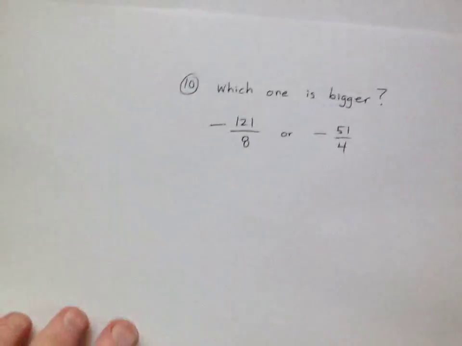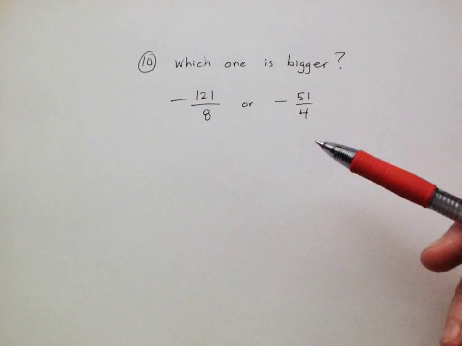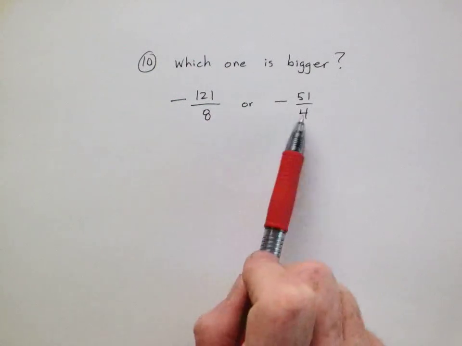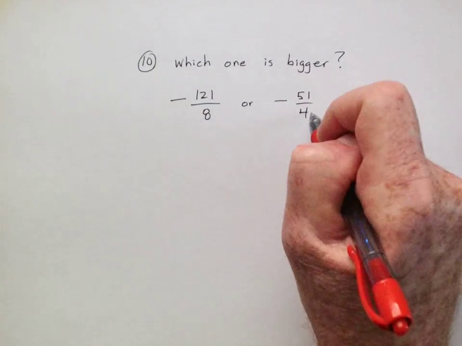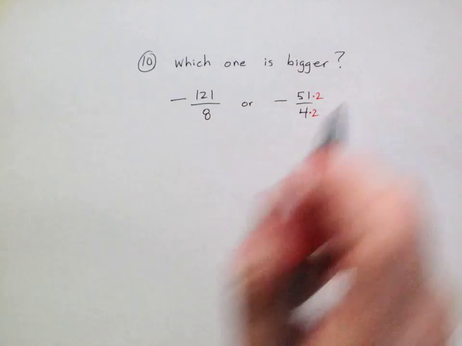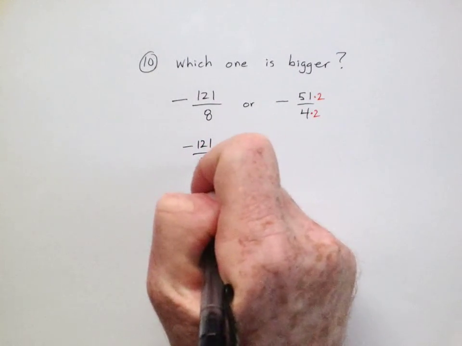And then for number 10, the same thing, but what about with negatives? Well, here's a different way you could do it. You could do this problem just like I did the last problem. Here's a completely different way. The different way is you get a common denominator. So for these two, the common denominator would be 8. So multiply this by 2 on the top and the bottom. So this one stays the same, negative 121 over 8.